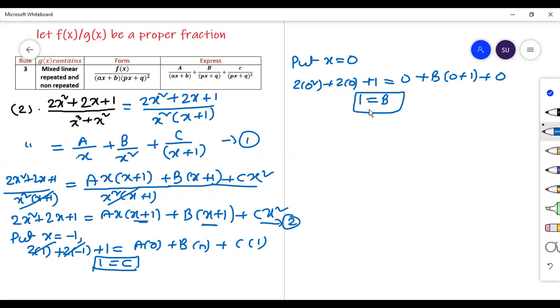So we found B value and C value. Now we need to find only A value. For that, equate the x square coefficient on both sides. Observe from equation 2, the left hand side x square coefficient is how much? This is 2, equal to the right hand side A into x into x, that is A x square. So only we need to write the coefficient. Any other x square term here? Here it is C x square. So A plus C is equal to 2.